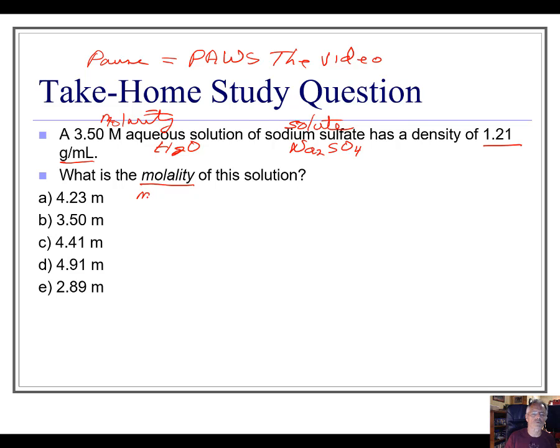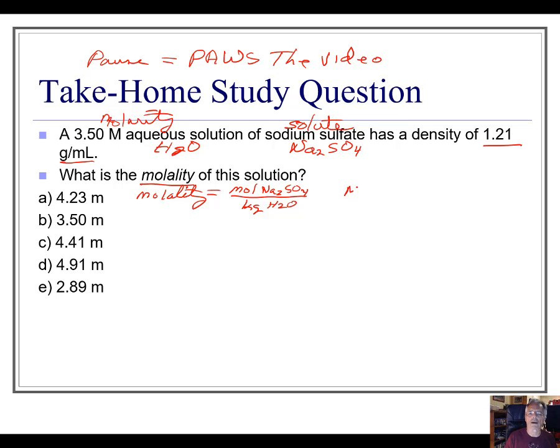So let's remember what our units are. I'll try to be neat. It's not easy for me. Broken every finger I have. Molality is moles of our solute, which is Na2SO4, per kilogram of solvent, and our solvent is water.